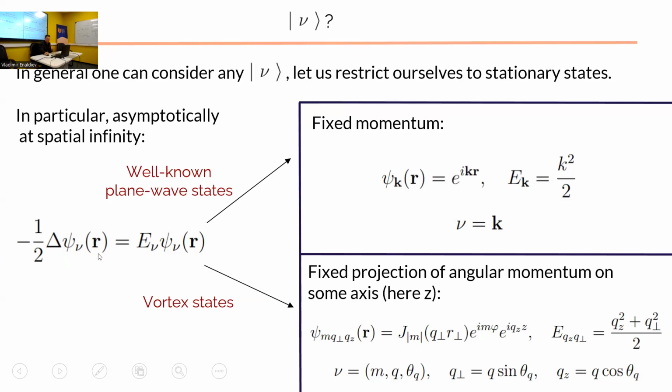But we can consider another set of solutions of this Schrödinger equation. For example, we can fix the projection of angular momentum on some axis, for example z, and then the complete set of solutions of this equation is called vortex states and is given by the following formula. We have along the z direction motion with constant momentum.